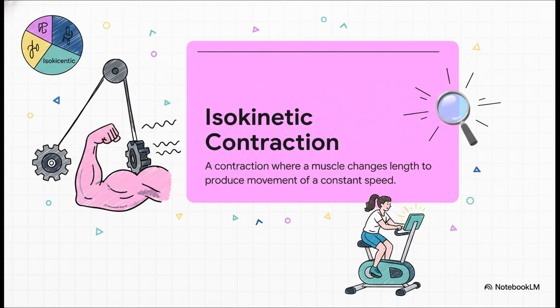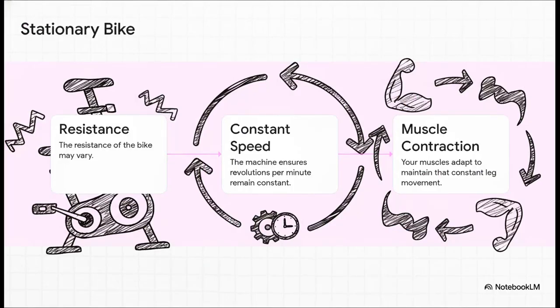It almost always needs some kind of special machine, the kind you'd find in a physical therapy clinic or a high-tech sports lab that literally controls how fast you can move. Think about a fancy stationary bike, one of those dynamometers. You're pedaling against some resistance, right? But the machine is programmed to keep your speed constant. Say exactly 90 RPM. No matter how hard you push, you can't go faster. Your muscle is contracting to match the machine's speed, not to accelerate. It's a really specific type of work.